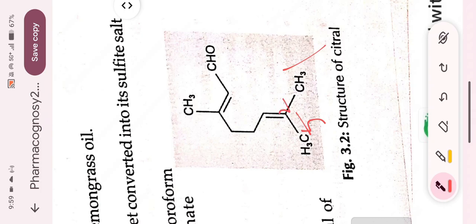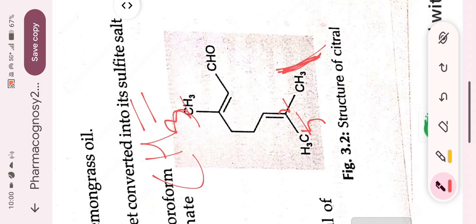This is obviously 2, but which one is 5, which one is 1? Obviously this one should be 1, not 5, because soon after you write the first one, you have to see the double bond. So soon after you write the first one, you will write the double bond over there.